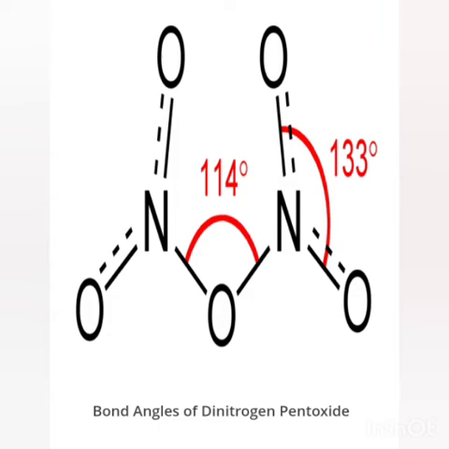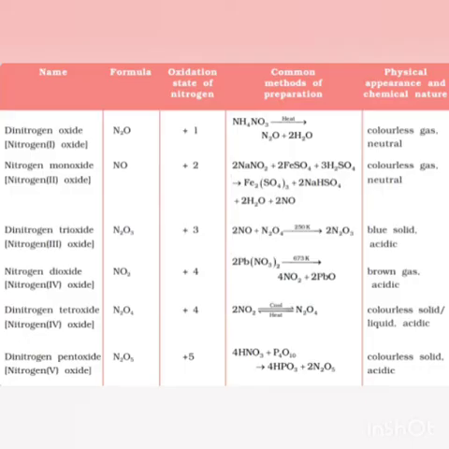It is ionic in the solid state. The solid state is alluded to as nitronium nitrate. That is, it is also called nitronium nitrate. So this was all about the different oxides of nitrogen, their basic structure, their basic physical properties, and their method of preparation.